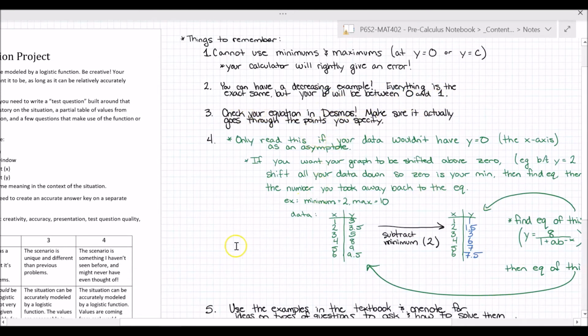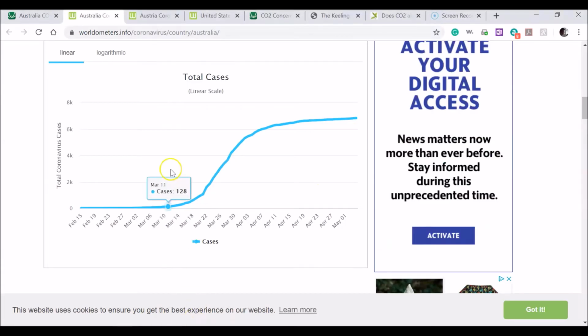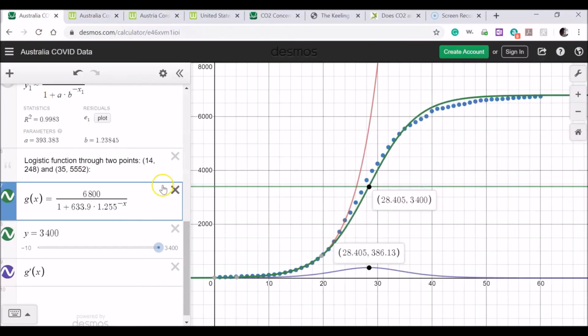It should actually go through the points you specify. So if I go into here, in Desmos, I use points (14, 248) and (35, 552). And so I should make sure that my green function here, at 14, is actually going through that point, that 248.